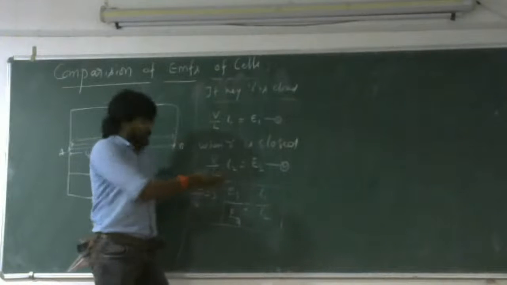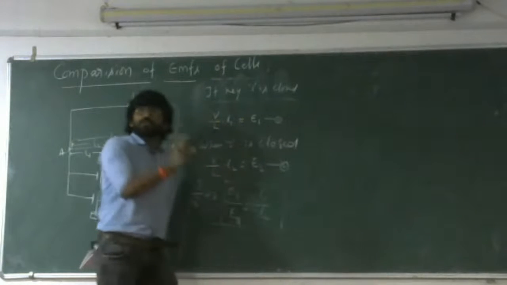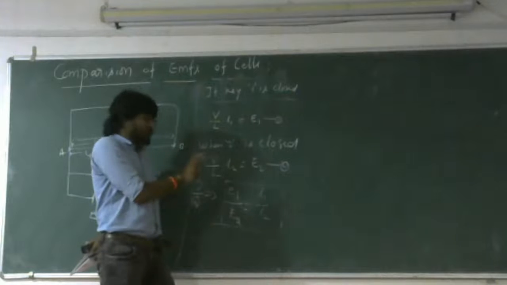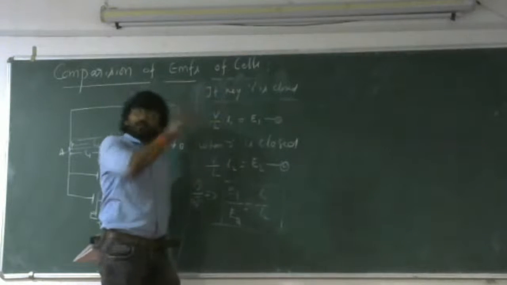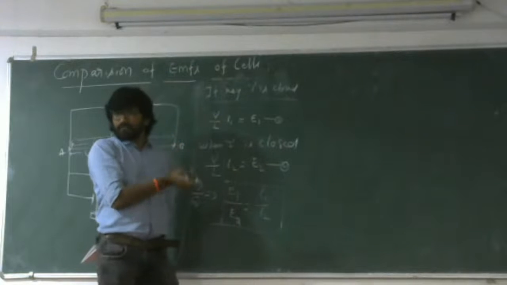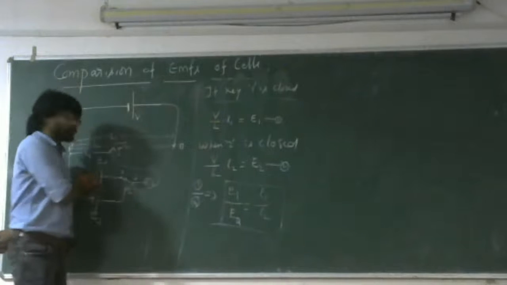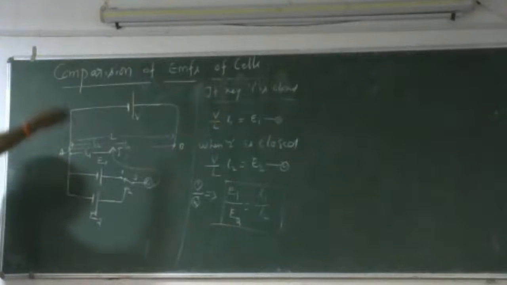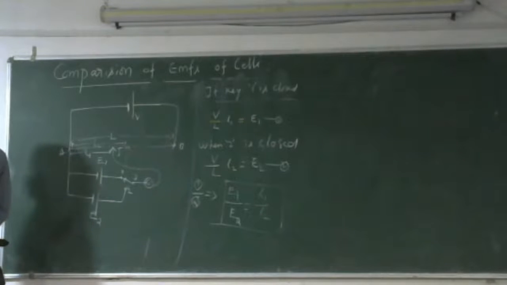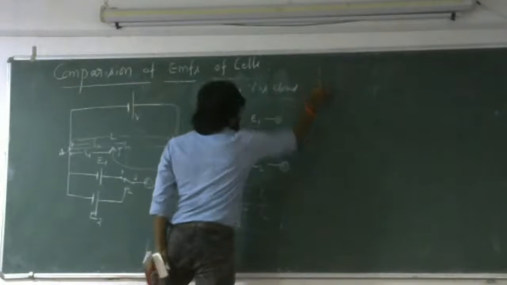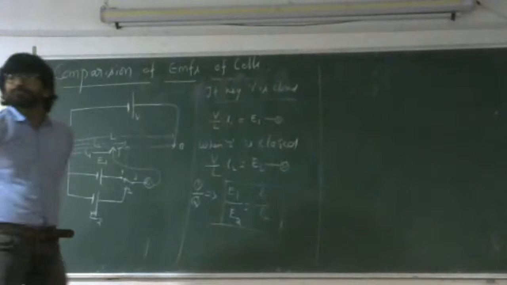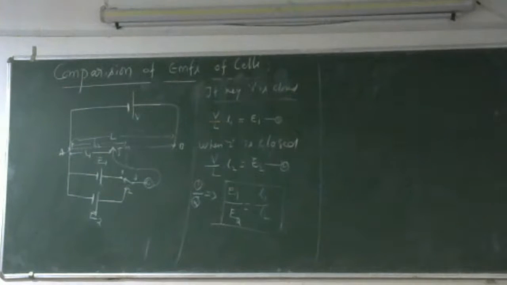What does this comparison mean? It may be L1 by L2 is 2 or 1 by 2, something like that. So E1 is 2 times E2 or 1 by 2 times E2. This comparison you can do. What is called comparison of EMFs of cells? Which is greater, which is smaller out of the given two cells. That is called comparison, and you can do that by using this simple process. So this is how you can compare the EMFs of two cells. Note down that.